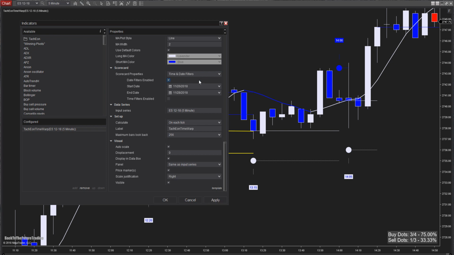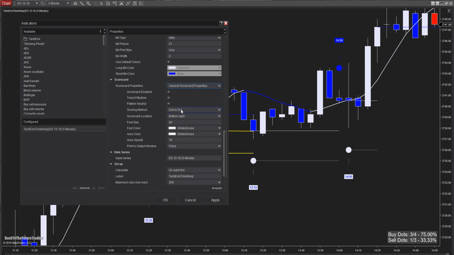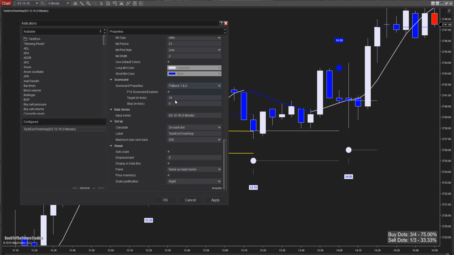Let's go back just a little bit, and we're going to click on General Scorecard Properties again. So now we're going to go back to that dot-to-dot reference. Now if we want to choose our targets and stops, I'm going to come to my patterns 1 and 2. These are the only patterns that are required for the pattern neutral. So if I'm in pattern neutral, the only thing I have to worry about is my pattern 1 and pattern 2.